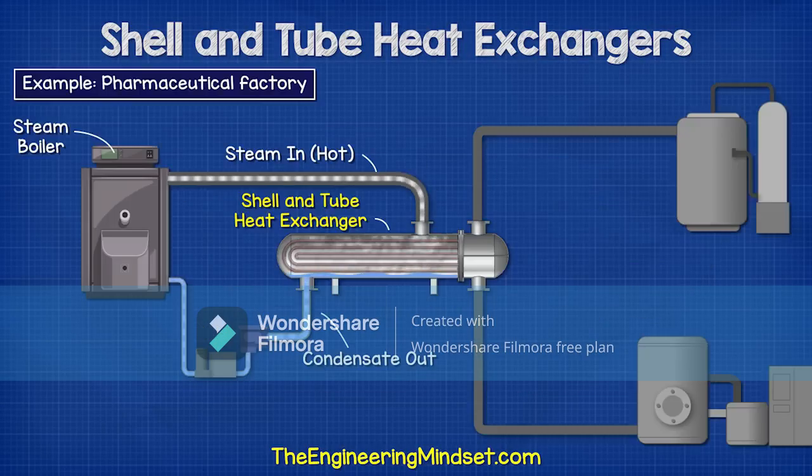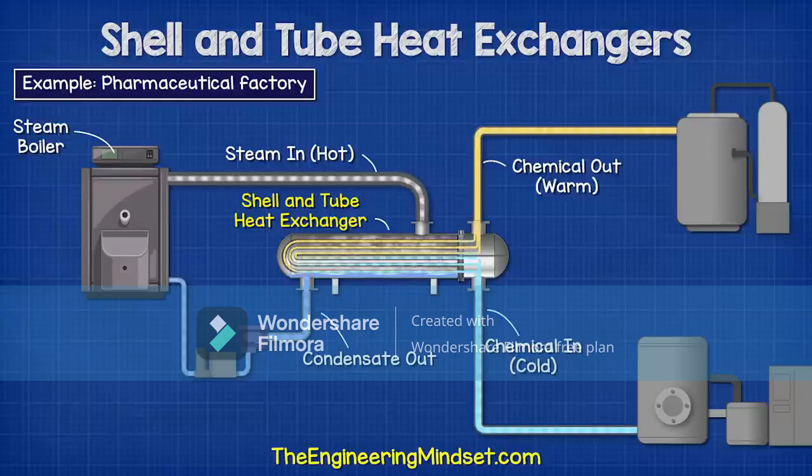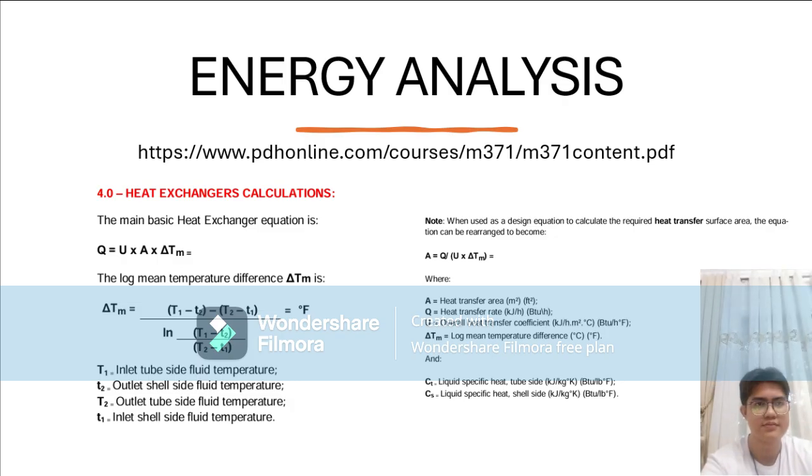For example, we might find this in a pharmaceutical factory with a boiler providing steam into the shell, which surrounds the tubes. A chemical product is then pumped through the tubes, and this absorbs the heat of the steam through the tube wall. So this product is going to exit the heat exchanger much warmer. Meanwhile, the steam will start to condense into a liquid and flow back to the boiler.